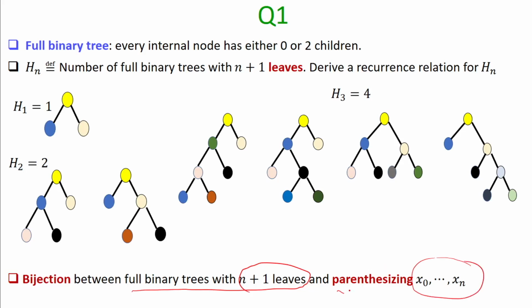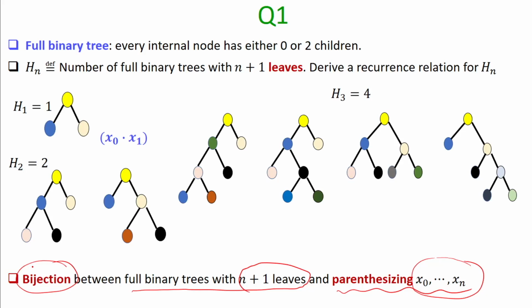And we know already that the number of ways of parenthesizing n plus 1 values is nothing but the nth Catalan number. So if we establish a bijection between the set of solutions for this new problem and the existing problem whose solution we know is the Catalan number, then we are done. And the bijection is easy to formulate. I'm not giving the exact details, just a high level idea.